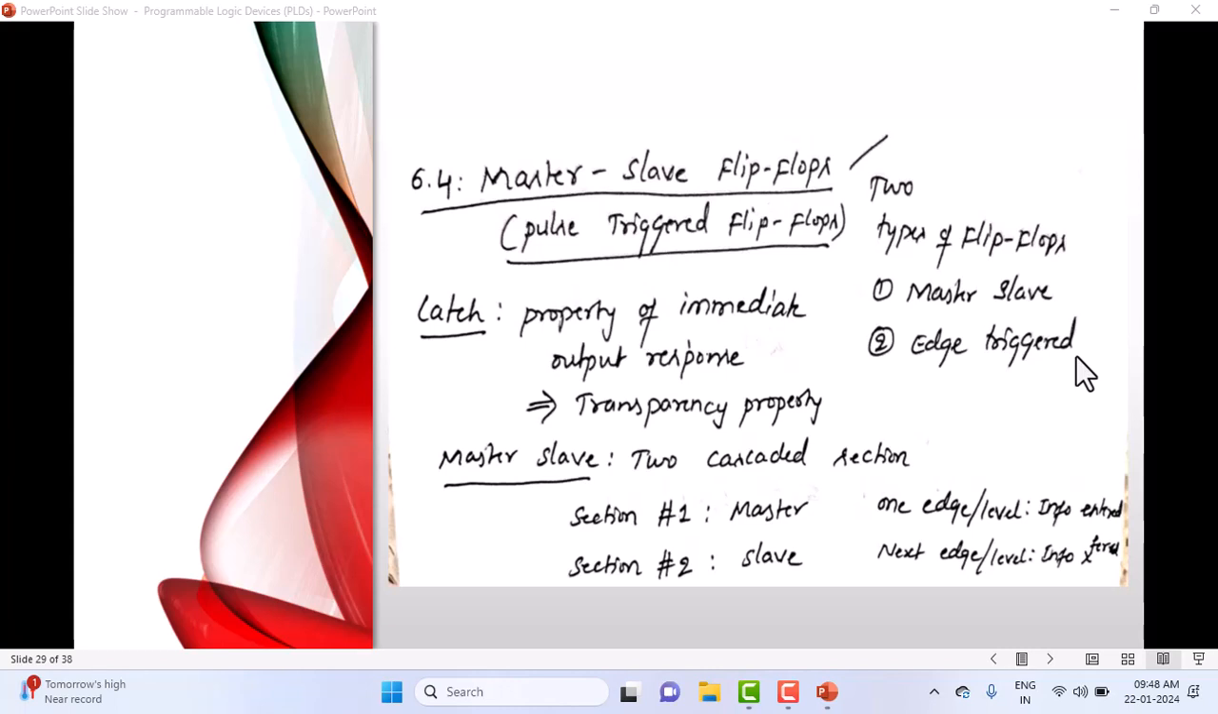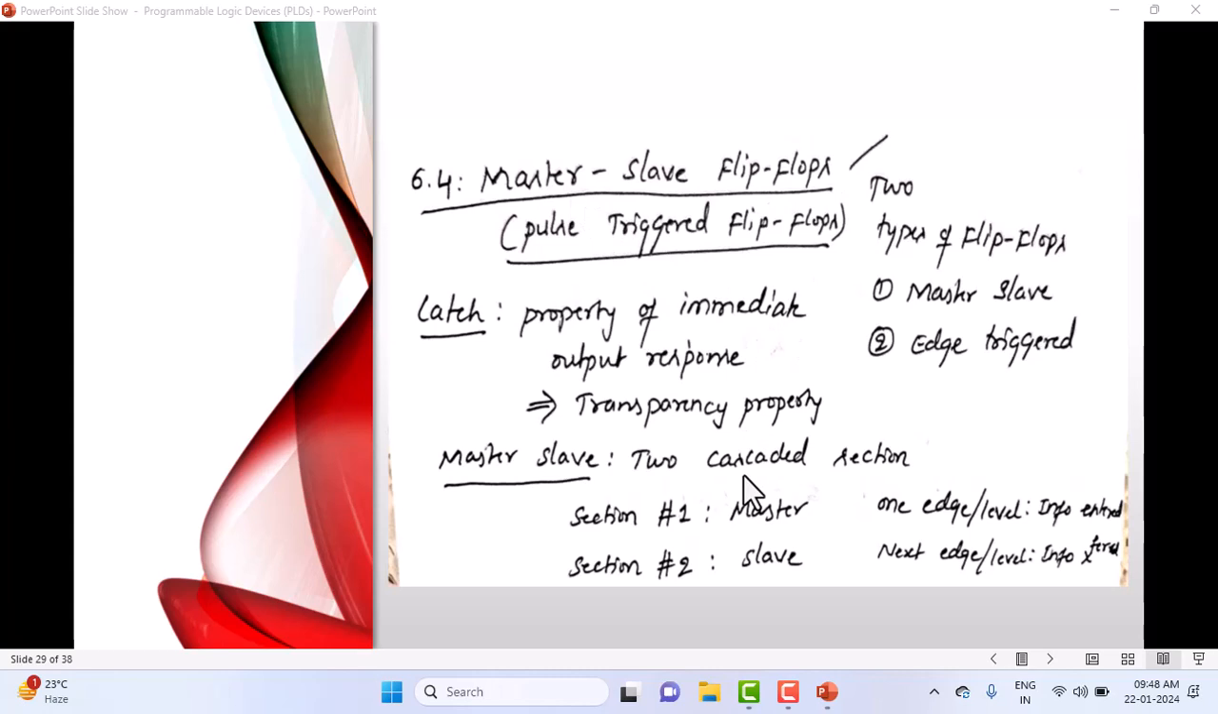Instead of accepting data for the entire on pulse of a clock, we only accept data at the edges of the clock. Such flip-flops are called edge triggered flip-flops. I'm not going to discuss that in more detail, but I will give you a hint on how to design an edge triggered flip-flop. If you understand the master slave flip-flop, designing the edge triggered flip-flop will not be too difficult. Let me move on to the master slave flip-flop and discuss more details of this.